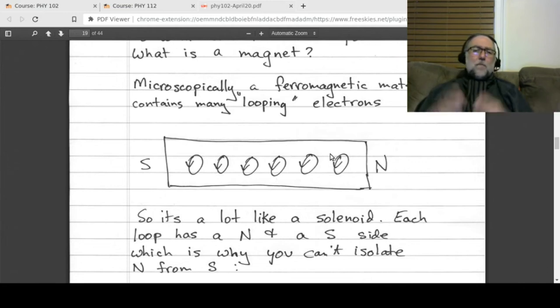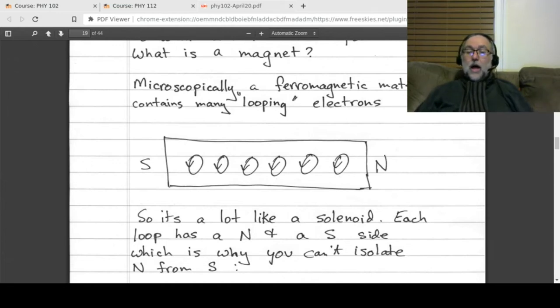So there really isn't a north. North isn't a thing. It isn't a substance, like charge is a substance. North is not a substance. It's just one side of a loop of rotating current, and south is the other side.